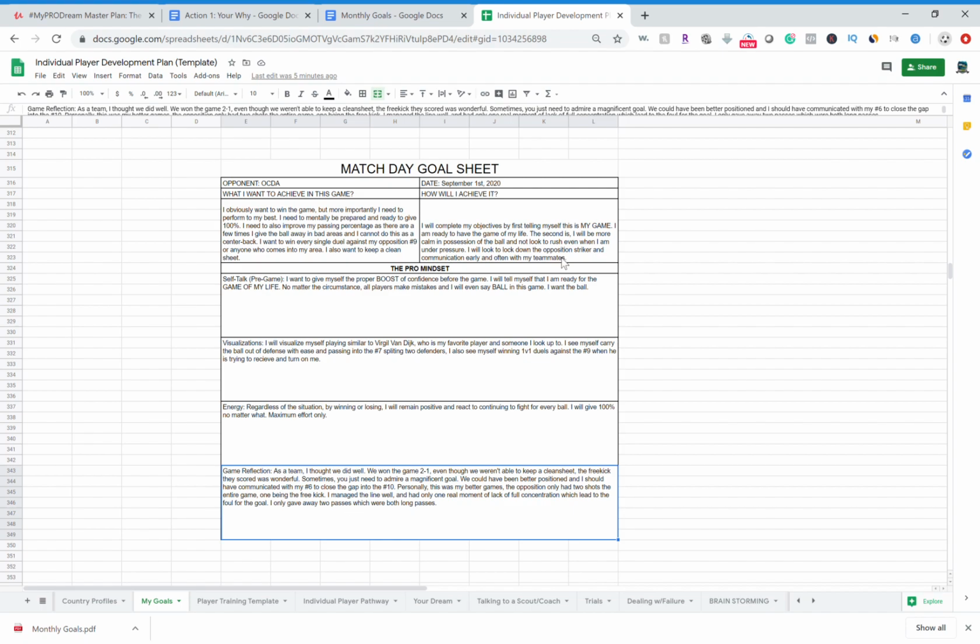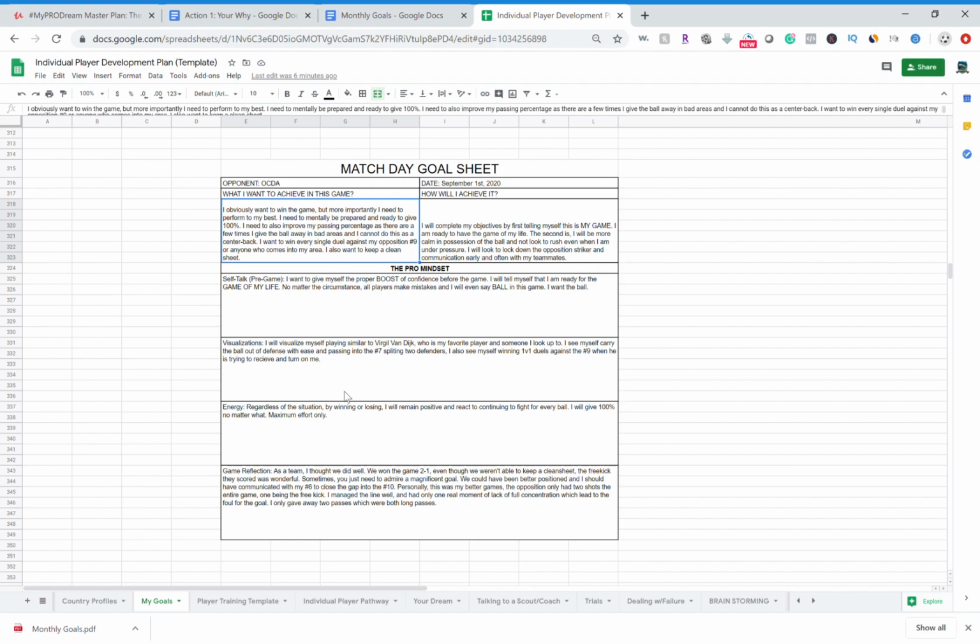And again, you're going to get a PDF in this category that's going to give you this match day goal sheet so you can just fill it out and play with it as you need to. So in our scenario, we used the Orlando City Development Academy as our opponent. The date we put is September 1st, 2020.